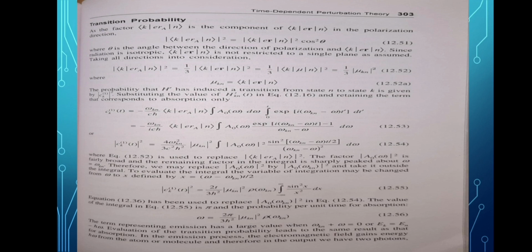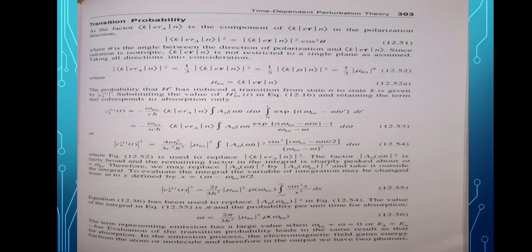The probability that H dash has induced a transition from state n to state k is given by modulus C_k square. Substituting the value of H_kn dash of t in the previously obtained equation, the corresponding terms become C_k dash of t is equal to minus omega_kn divided by h cut, r_kn, integral A0 of omega d omega, integral 0 to t, exponential i into omega_kn minus omega t dash into dt dash.